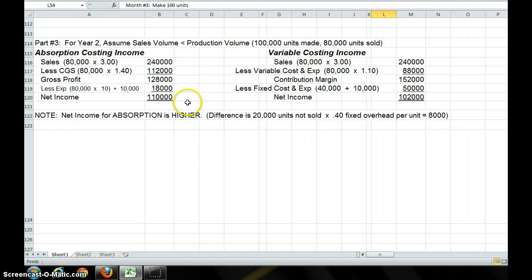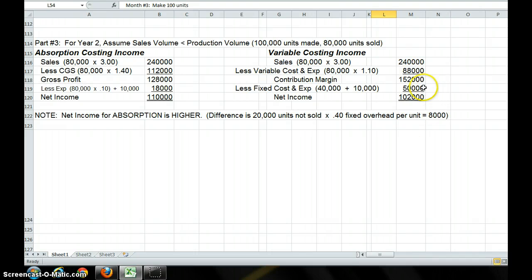The net incomes are different because there's a 20,000 unit difference between the number of items that we made and the number of items that we sold. There is 40 cents of fixed overhead inside each one of our units under absorption costing. So the 40 cents fixed overhead inside the units that were not sold, that's these extra 20,000 units, which is $8,000, got moved to the balance sheet and is sitting inside an account called finished goods.